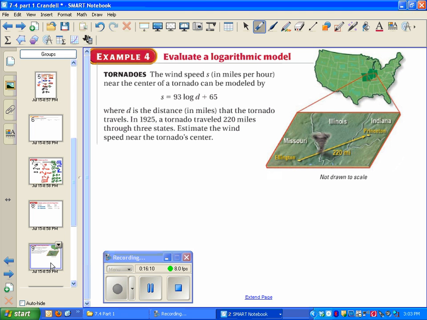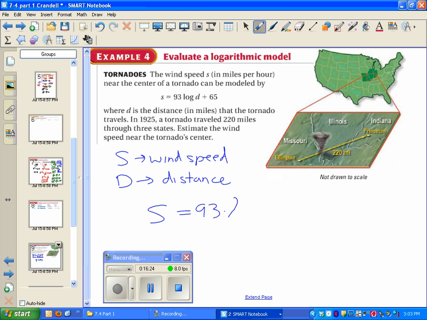Let's see. S is the wind speed. D is the distance. And you're using this formula: S equals 93 times log, and there's no base, so that's base 10, which you can choose to write or not.